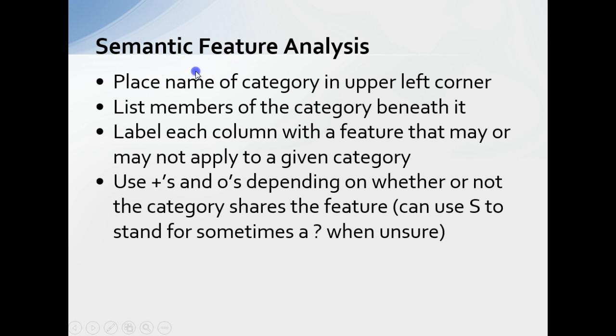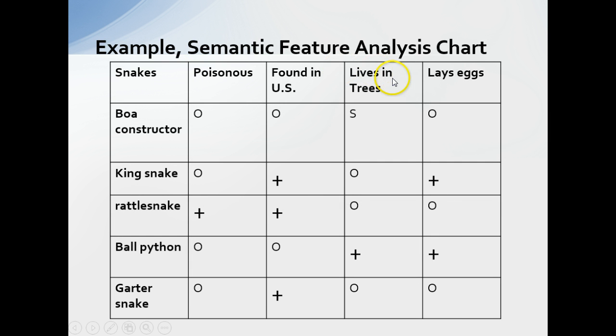So, here's our example of our semantic feature analysis. This is about snakes. So we place the name of the category in the upper left corner. That's snakes. That's our main one. Then we list members of the category beneath it, so the different types of snakes. Then we label each column with a feature that may or may not apply. So poisonous, found in U.S., lives in trees, lays eggs.